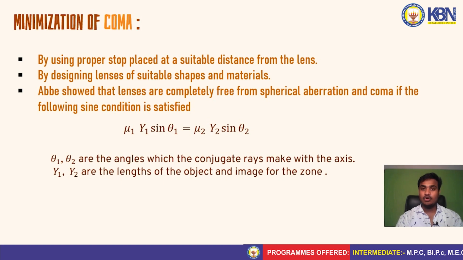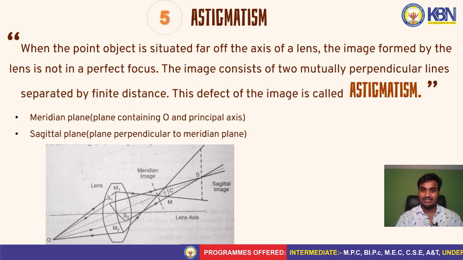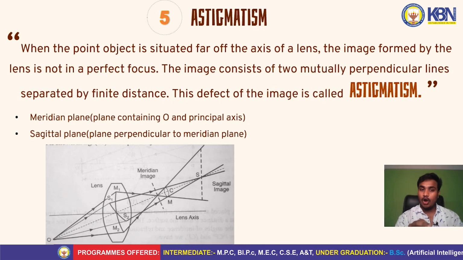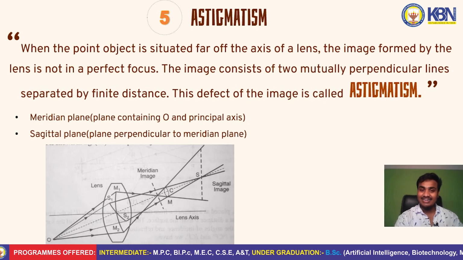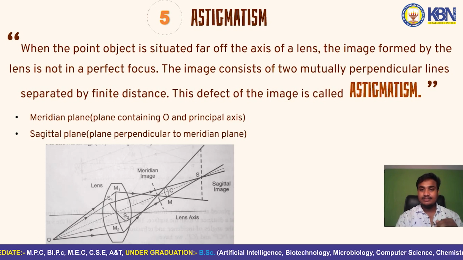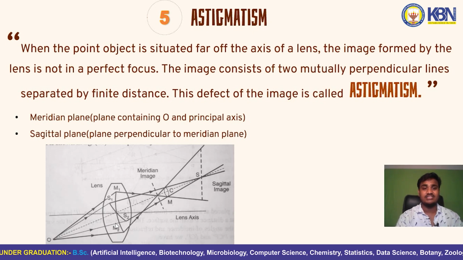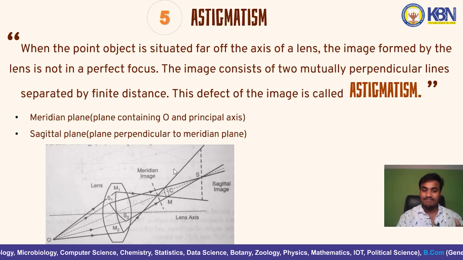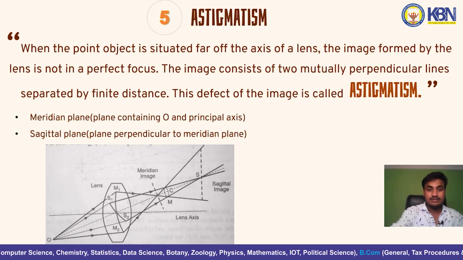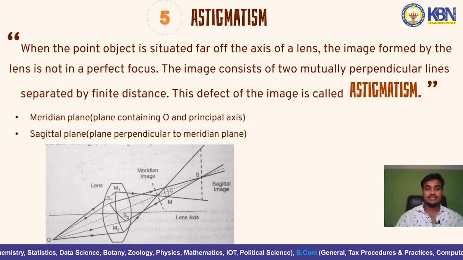The next one in monochromatic aberration is astigmatism. This is somewhat similar to coma. When the point object is slightly far off the axis, here you can see, the image formed by the lens is not in perfect focus. The image consists of two mutually perpendicular lines separated by a finite distance. This defect is known as astigmatism. Here you can see the meridian plane.